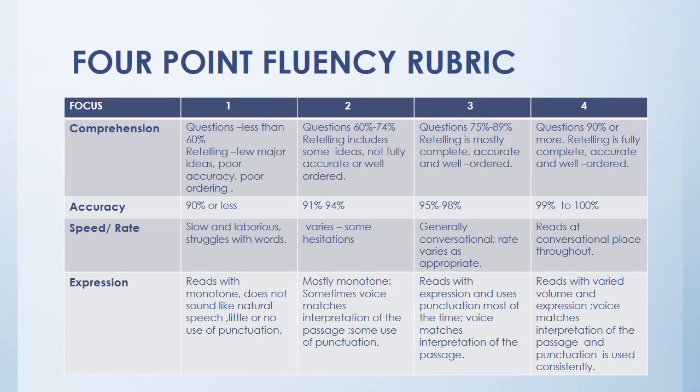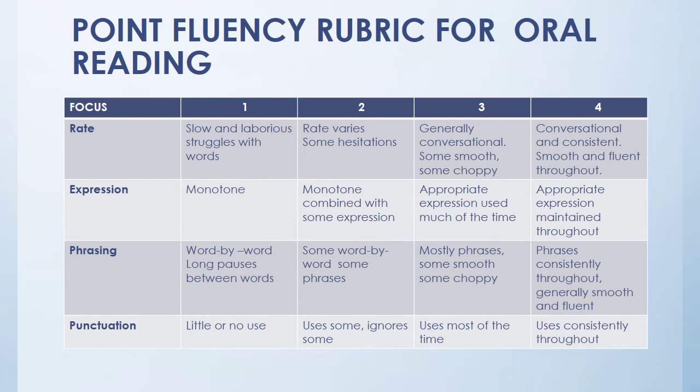This is an example of a 4-point fluency rubric which has all the 4 components: comprehension, accuracy, speed, and expression. This is the rubric for oral reading which measures the rate, expression, phrasing, and punctuation.